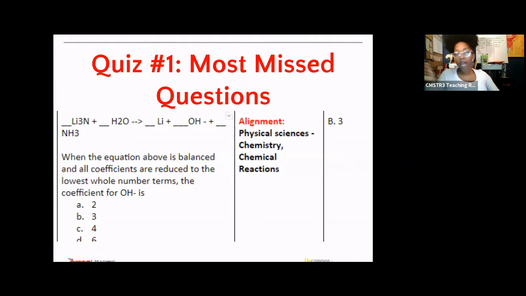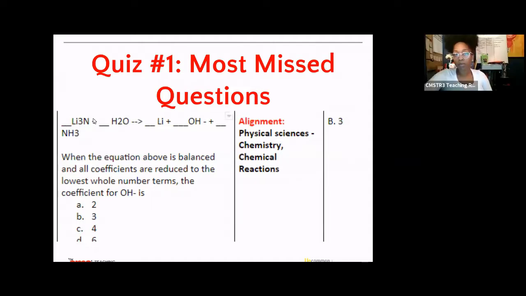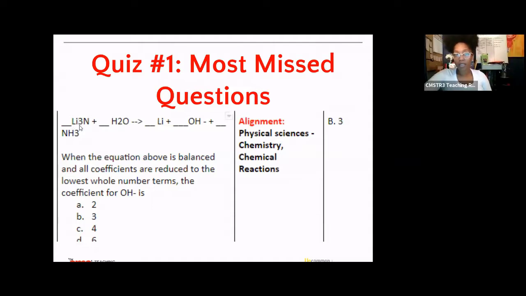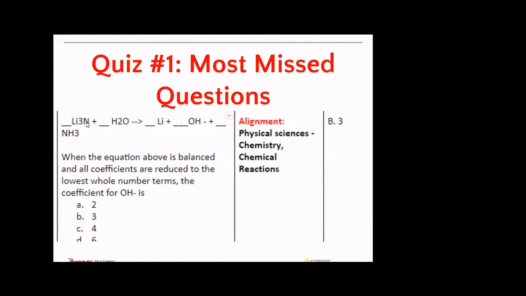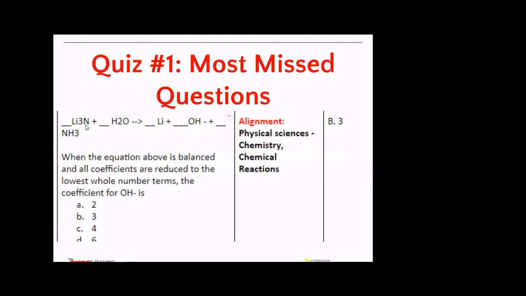So balancing is really just like a check and balance system. You don't really have to do any math. It's very simple multiplication. But one thing that's important to note is that when you add a coefficient, it's going to multiply to the entire molecule. A subscript only applies to the molecule right before it. So in Li3N, that means I have 3 lithiums and 1 nitrogen. If I were to put a 2 in front of the Li3N, then I would have 6 lithiums and 2 nitrogens. It would distribute and multiply to everybody.